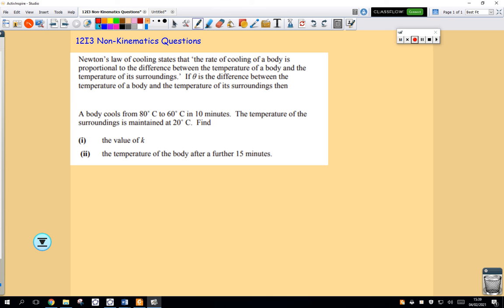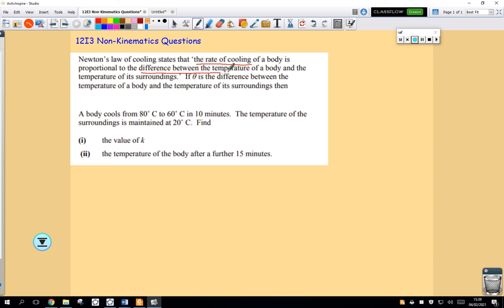So the rate at which it's cooling is proportional to the difference between the temperature of a body and the temperature of its surroundings. If theta is the difference between the temperature of a body and the temperature of its surroundings, then, and actually in this year it gave me the differential equation, but it could quite easily ask me for that.